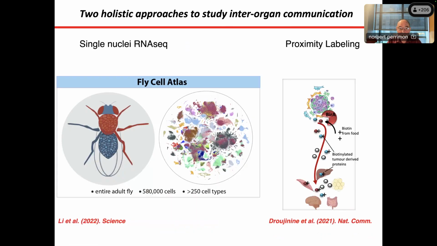So I have told you about how we've been using single nuclear RNA-seq to really mine the data set, so we can come up with hypotheses about specific misregulation that could explain some of the organ wasting phenotype. Now I want to illustrate that we're using proteomics, and in particular proximity labeling, as a way to identify additional factors involved in inter-organ communication.